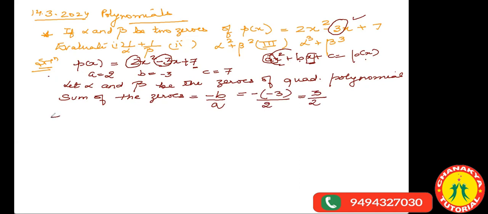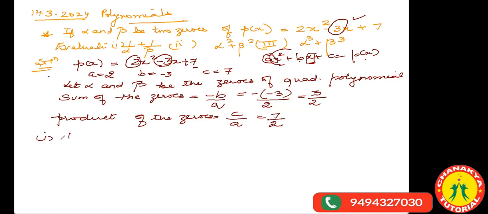Now product of the zeros. Sudhamshu, yes, ma'am. Product of the zeros is c by a. Then what will be the value? It will be 7 by 2. Yes, ma'am. Okay.